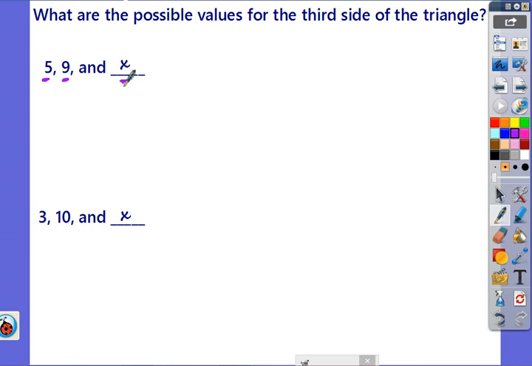Maybe you said 9. 9 is the biggest number I see right there, but isn't it possible that x might be the biggest? We don't know what it is, so it could be the biggest, and that's kind of where I'm going to go with this. There's kind of 2 scenarios. Either 9 is the biggest, or x is the biggest. So either 9 is, I'm going to call it my base, or x is my base.